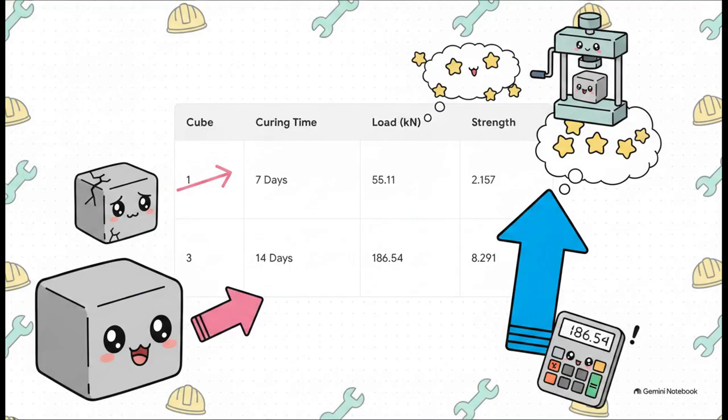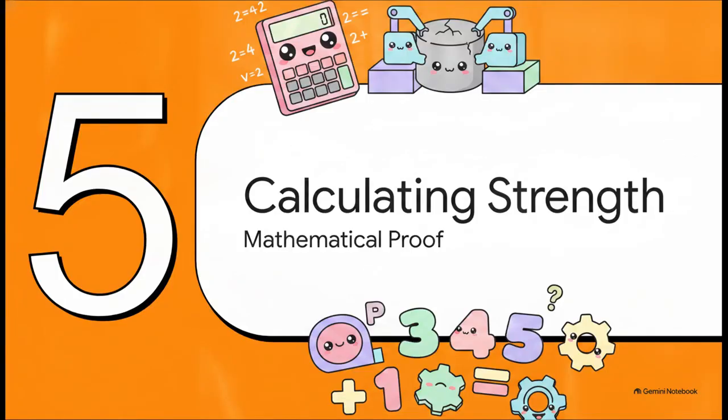Cube 1, which cured for just 7 days, failed at 55.11 kilonewtons. But Cube 3, which cured for 14 days, held on until a massive 186.54 kilonewtons. That is a monumental leap in load capacity, purely from giving the cement just a little more time to chemically cure and harden. Let's dive into part 5, calculating concrete strength.